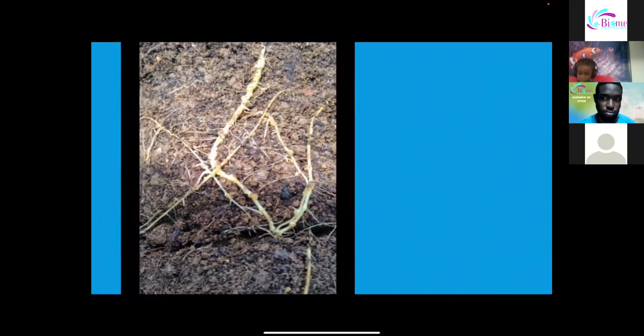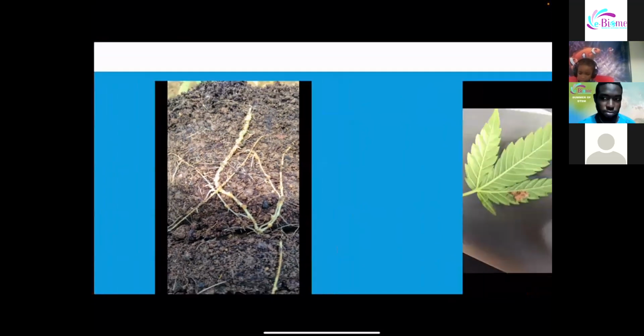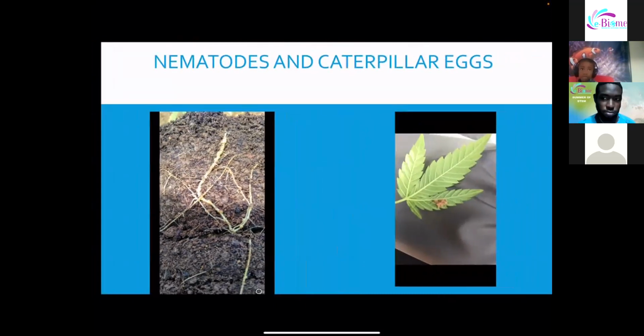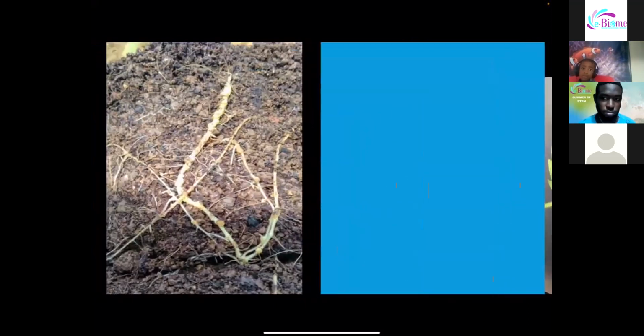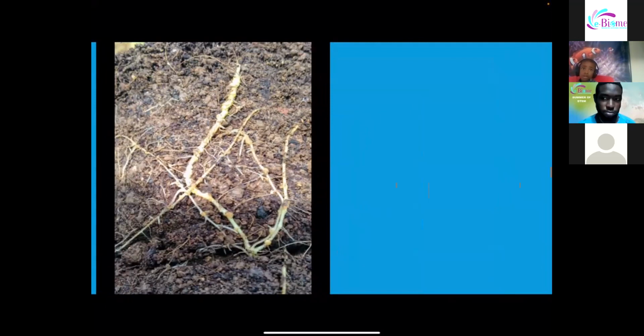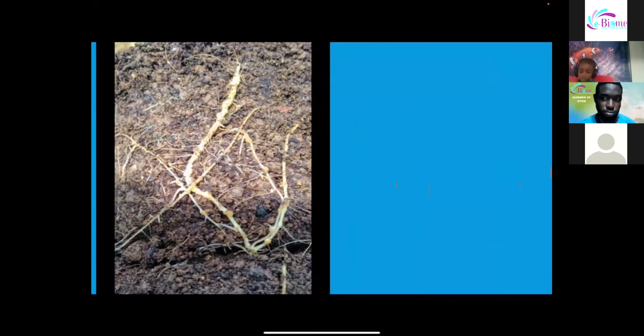Okay, and this is nematodes. These are the nematodes? Yeah, so you can't really see them with your naked eyes. You'd have to cut them off and send them to a lab to know exactly what type of nematodes we're dealing with. But there once was a nematode.